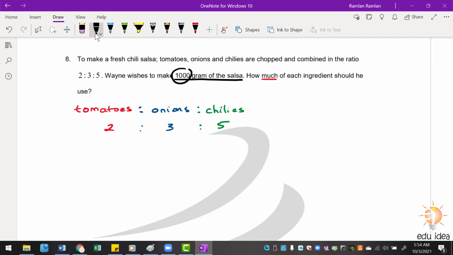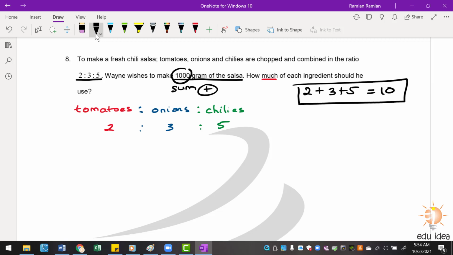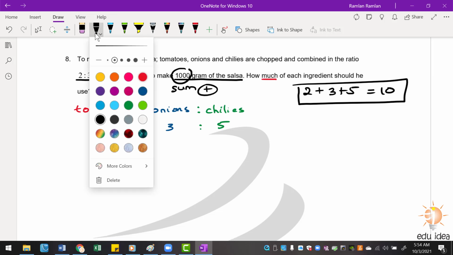So again, because this is the sum of all of these, we need to do the same thing with the ratio. So the sum of the ratio is 2 plus 3 plus 5, which is equal to 10. So make this into notes. And then how do we find the tomatoes, the onions, and the chilies? It's the same thing as we did previously in number 7. Okay, so let's do that. Let's do the tomatoes first.